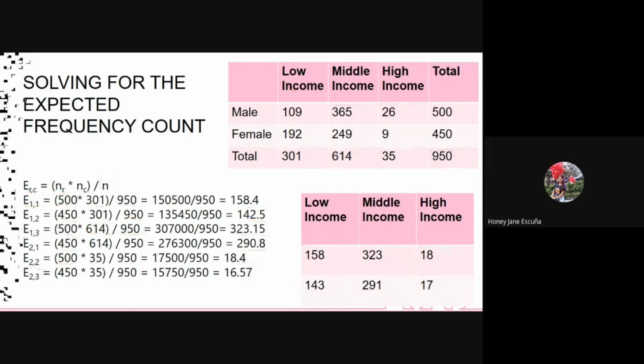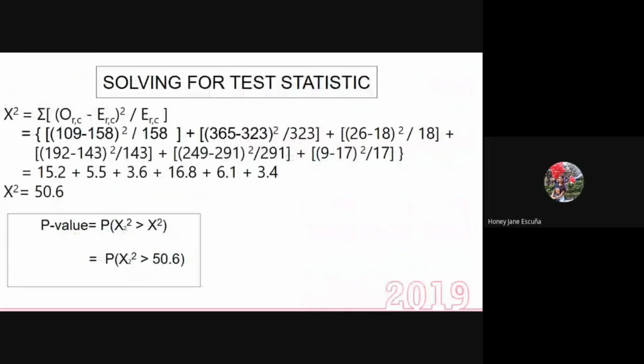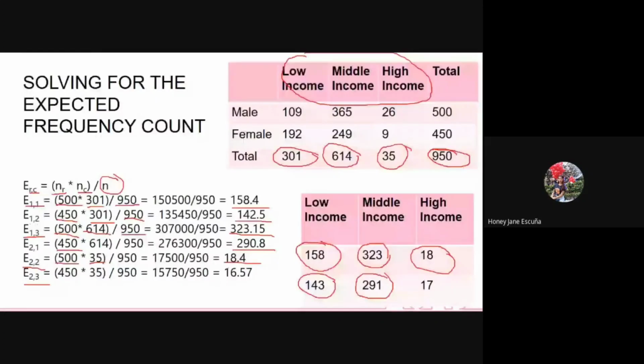Next is the R of 2 level 3, which is 450 females times 35 total high income divided by 950 equals 16.57. Rounded off, we have 17. So in this table, this is our expected frequency count of our given problem.